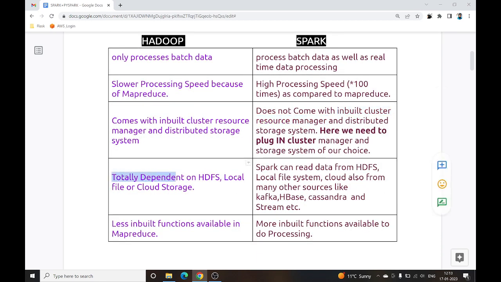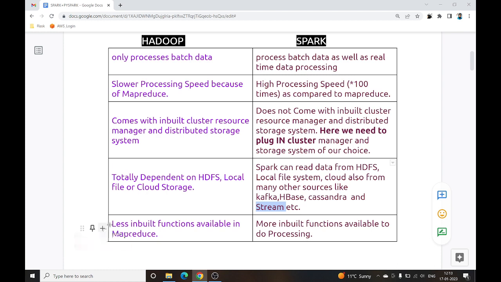Totally dependent on HDFS, local file or cloud storage. If we talk about the storage part, Hadoop was totally dependent on HDFS, local file system or cloud storage. But in Spark, again, we have many options. Either we can use HDFS, or local file system, or many things like Apache Kafka, HBase, Cassandra and streaming also. This is something which is going to add some features in Spark.